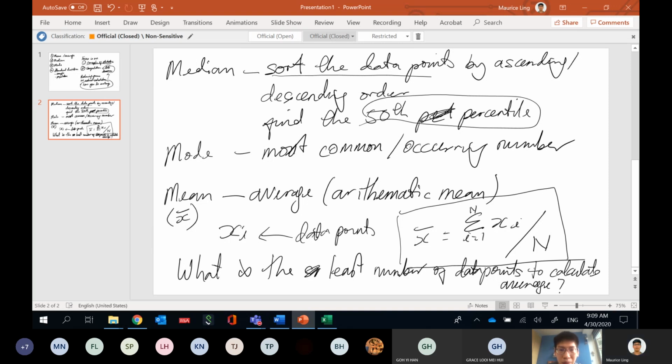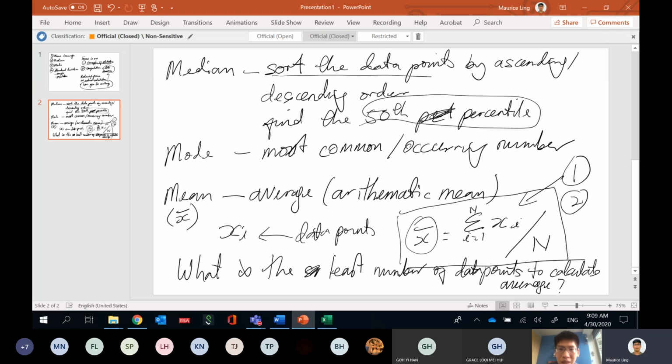So may I ask, would the least number be at least 2 points, sir? At least 2, basically, how many data points you need before this equation will fail? What is the least number of data points before this equation will fail? Meaning to say that if I put one data point inside here, will you get an answer for mean? Or do I need to put two data points?